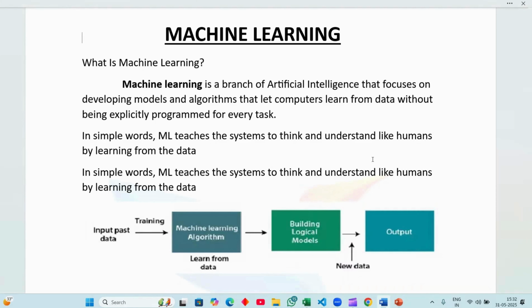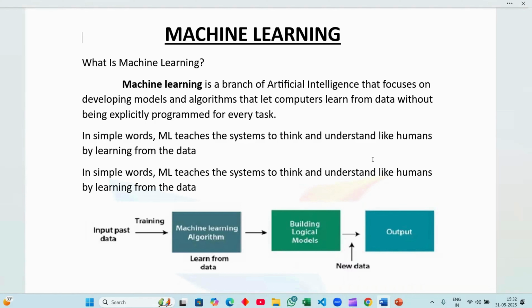Okay, let us understand the behavior of machine learning in theoretical and practical ways. Now, what is machine learning? Machine learning is a branch of artificial intelligence that focuses on developing models and algorithms that let computers learn from the data without being specifically programmed for every task.